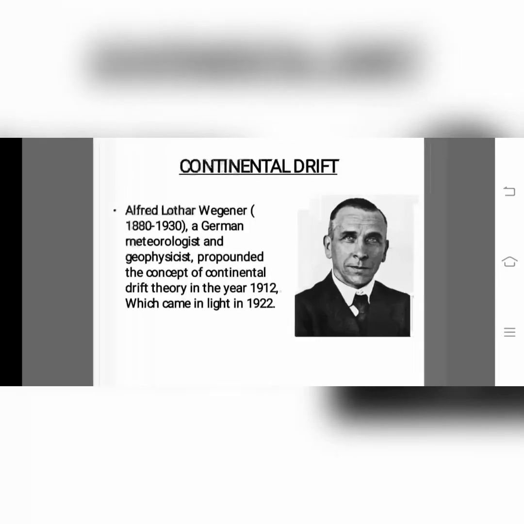The concept of continental drift theory was given by Alfred Wegener in the year 1912, which came to light in 1922. Let's take a look at its main objectives. The main objective of Wegener behind his displacement hypothesis was to explain the global climatic changes in the geological past. Basically, he was a meteorologist, so his main focus was on global climatic changes.